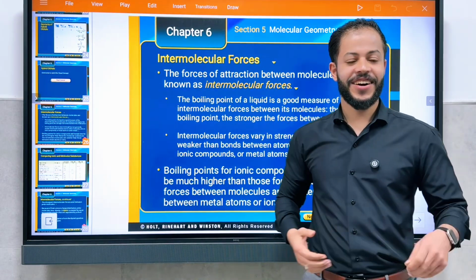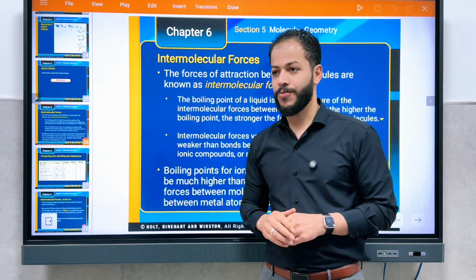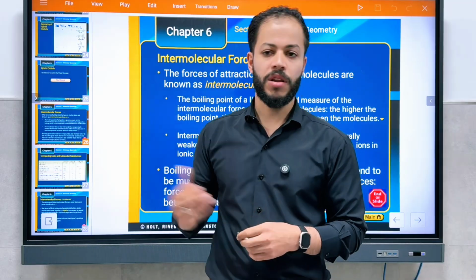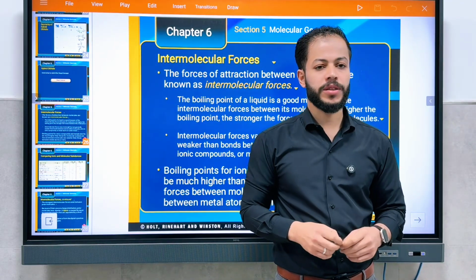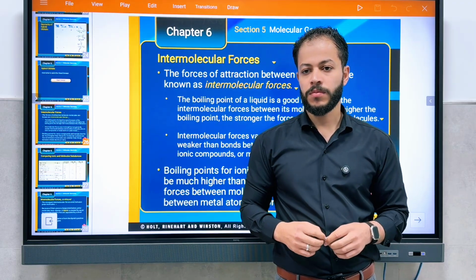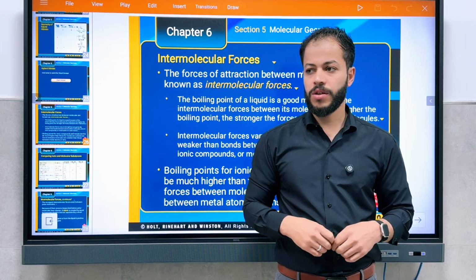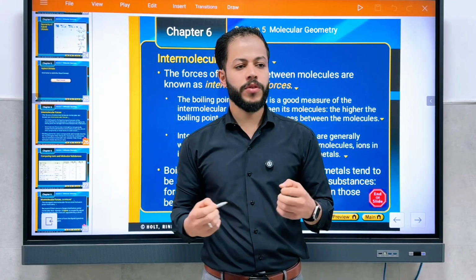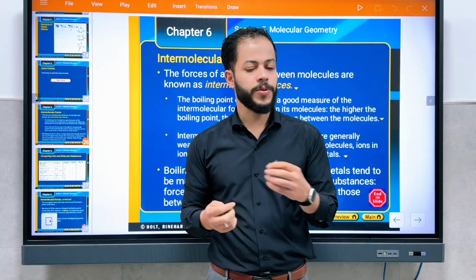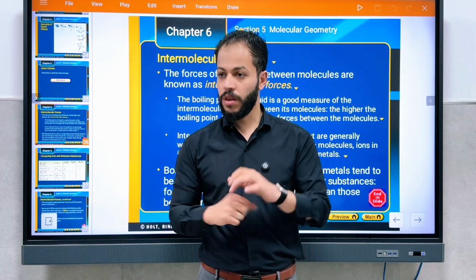Okay. In today's section, we will continue what we started about the molecular geometry. From the beginning of these chapters, we talk about what? Chemical bonding, right? Yes. So we talk about the covalent, the ionic, and the metallic, and we know how actually the different elements or different atoms are bonded together.